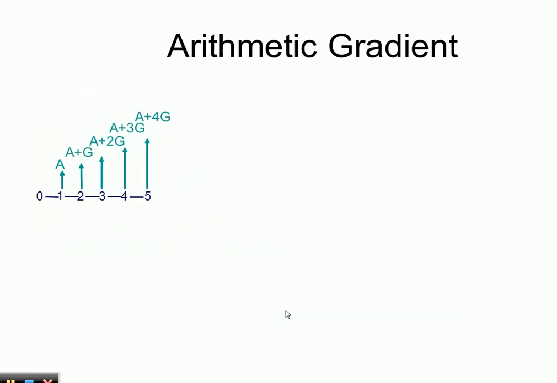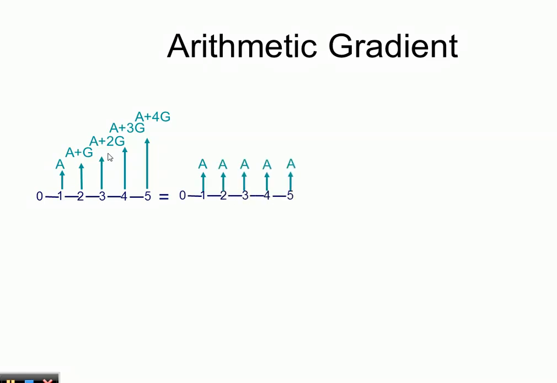So now let's talk about arithmetic gradient. Arithmetic gradient is a different type of structure. Before, with uniform series, we always had the same payment; with the arithmetic gradient we have a linear trend. It could be an increasing linear trend or a decreasing linear trend. If it's increasing, then this G amount is going to be positive. If it's decreasing, the G is going to be negative. So this is arithmetic gradient.